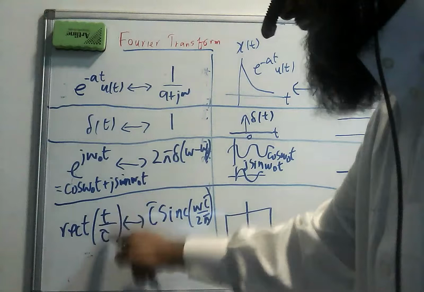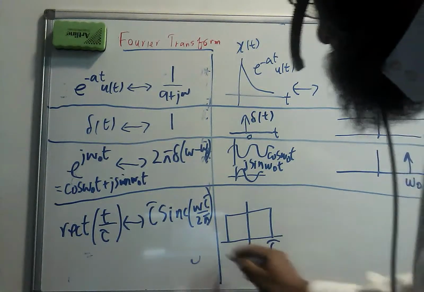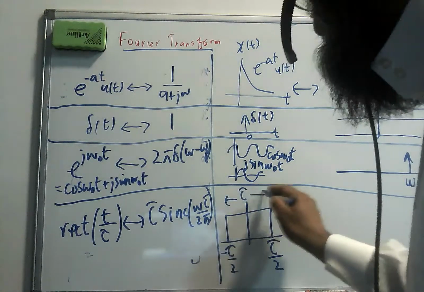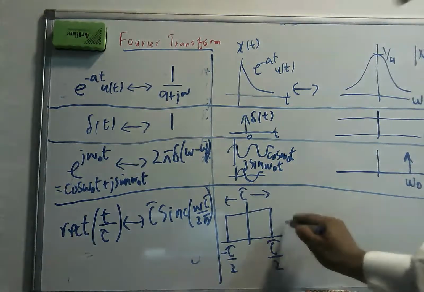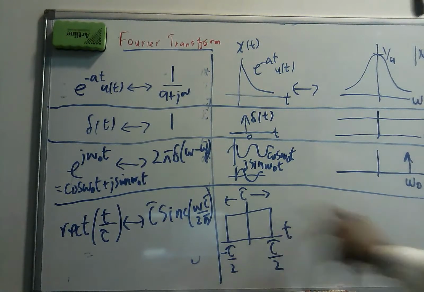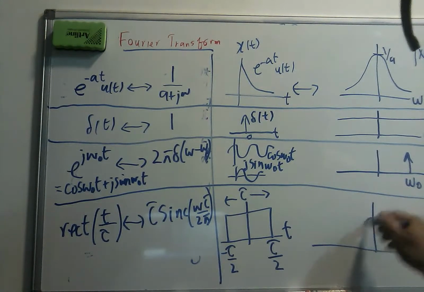t divided by tau. So tau is the width, which means that this is tau by 2 and this is minus tau by 2. And the width of this function is tau. So this is a rectangular function with the width of tau. The Fourier transform of this function is a sinc function, which is like this.